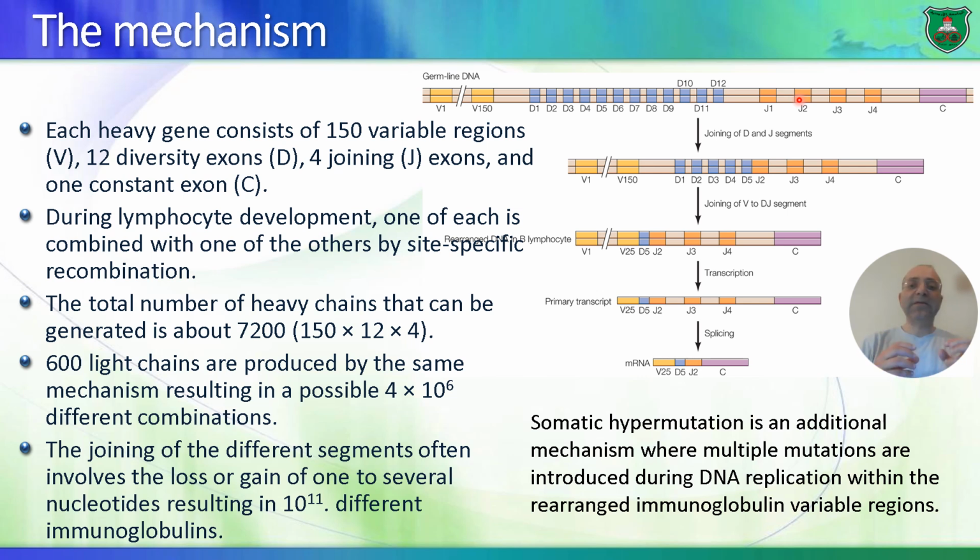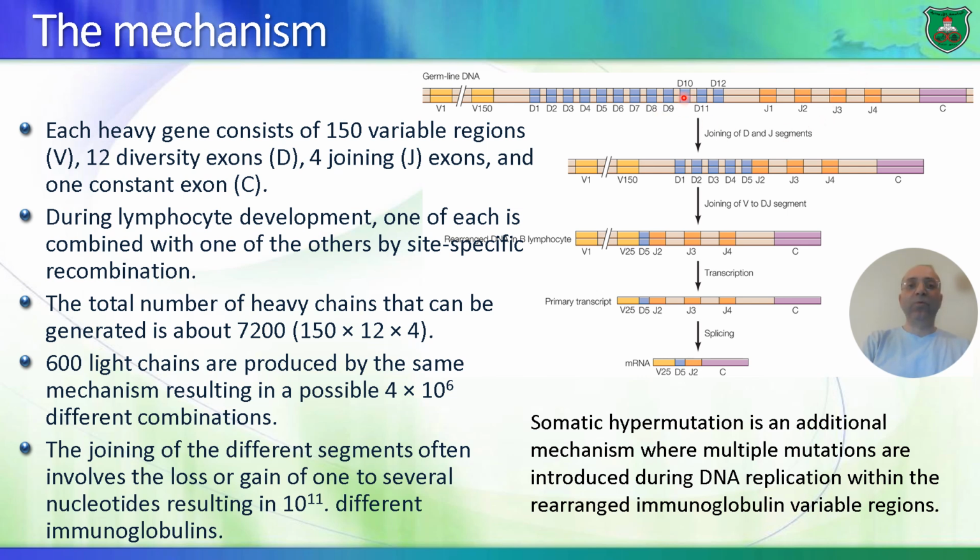A naive B cell is the cell that has not been exposed to an antigen, has not been activated, has not been stimulated. And it gets stimulated when the immunoglobulin on the cell surface interacts with the antigen. So, when the B lymphocyte develops, one of the 150 V exons would recombine, would be rearranged so that it becomes part of one of the D exons, and one of the D exons can be rearranged so that it becomes part of one of the J exons.